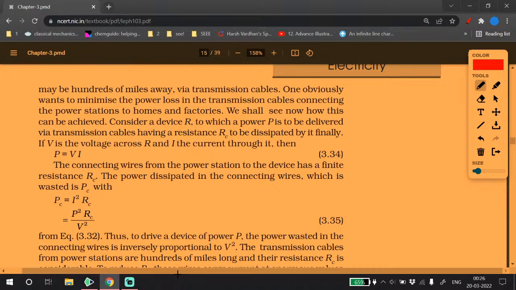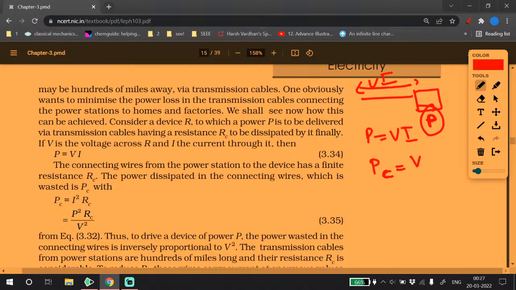So what exactly is this? The wire goes to the station, where we need power P. That means to get the power P here, it should have traveled through a potential V with current I. So this is the power to be delivered at the station where we actually need it. Through the wire we will connect, the heat is dissipated. So PC is equal to VC into IC.